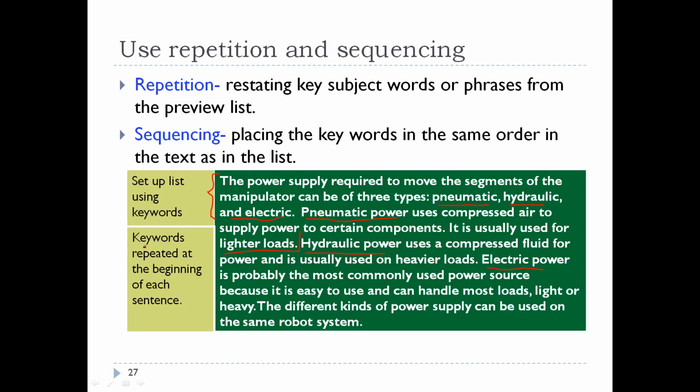Now repetition and sequencing do not apply only to paragraphs. They apply to different sections of your document as well. If you mention different sections, you should sequence those sections in the order that you mentioned them previously, and you should also repeat keywords in those sections. So this repetition and sequencing applies to your entire document, not just to paragraphs.